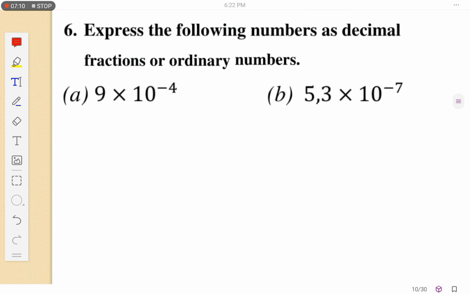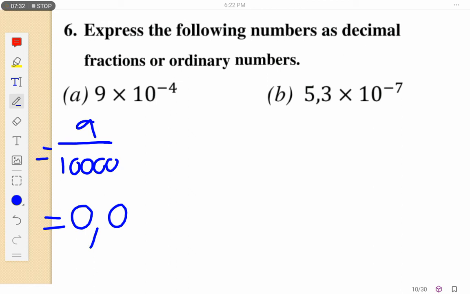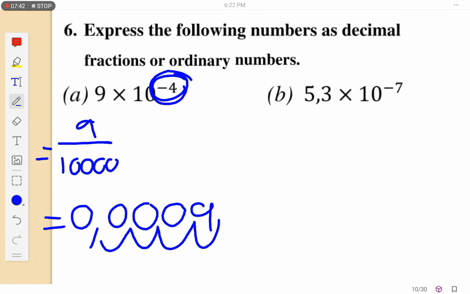This one I want us to express as an ordinary number or as a decimal fraction. So we said we can say this is 9 over 10,000, 4 zeros. This is equal to 9 divided by 10,000, and you get the number, or else you can simply write 0.000 because of this negative there. I'm going to have a 9 here. Why? If I count 1, 2, 3, 4, I've got my minus 4 there, so I'll leave it like that. So this is my answer.